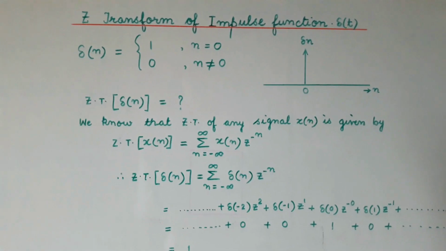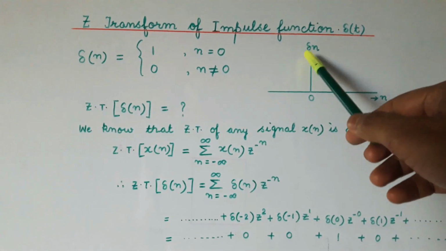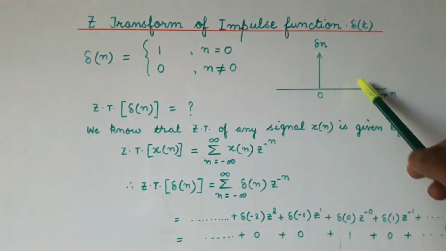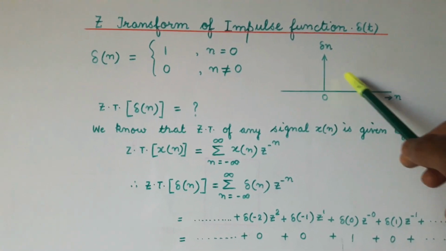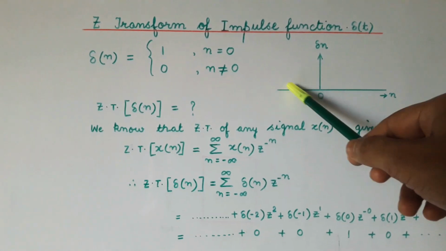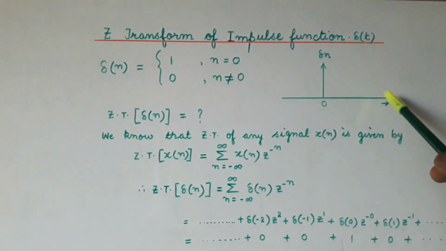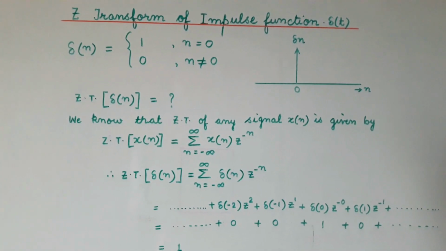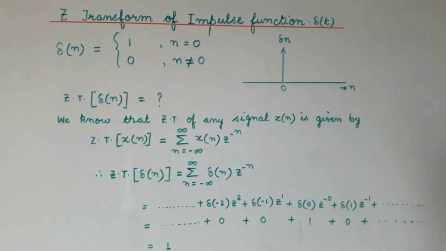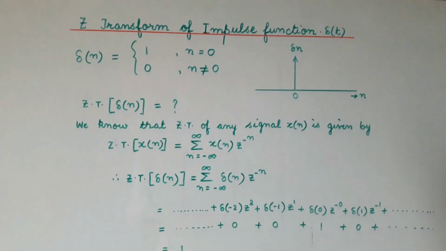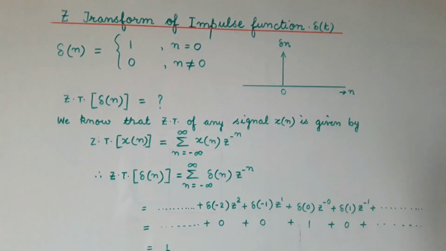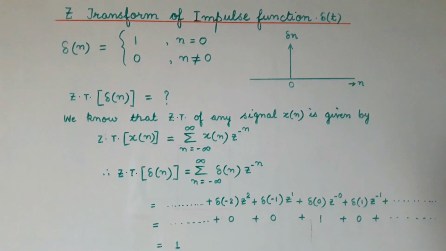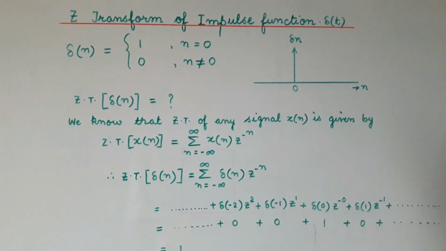Now, at n equal to 0, we find that this is an impulse whose amplitude is 1, and in all other cases the value of delta n is equal to 0. That is, at n equal to 1, 2, 3, minus 1, minus 2, at all the other values, the value of delta n is going to be 0. So, a discrete impulse function is always going to have a value only at n equal to 0, and the value of delta n at n equal to 0 will be equal to 1.